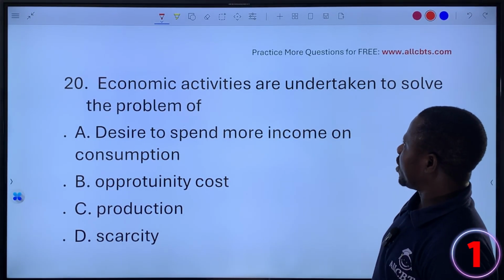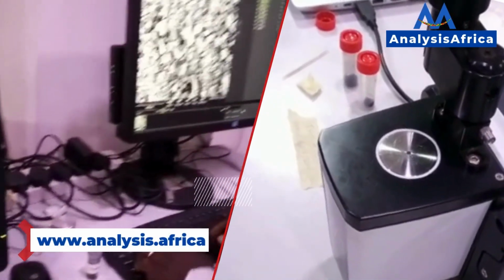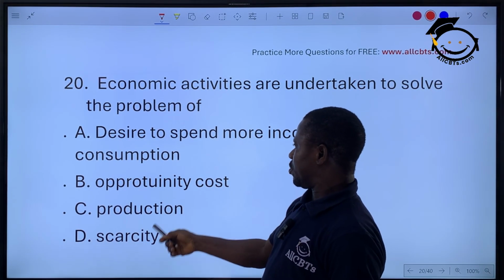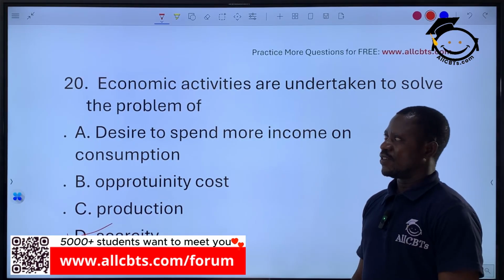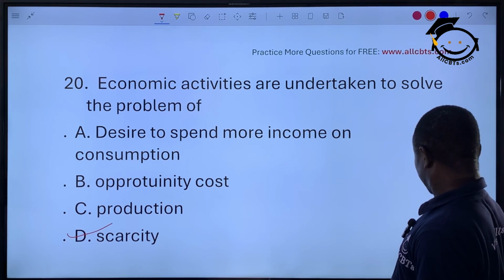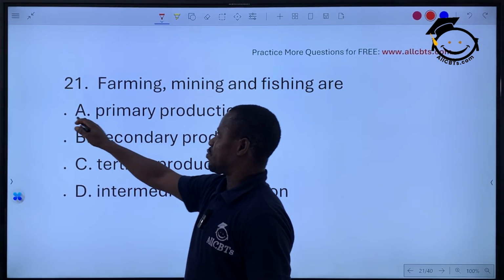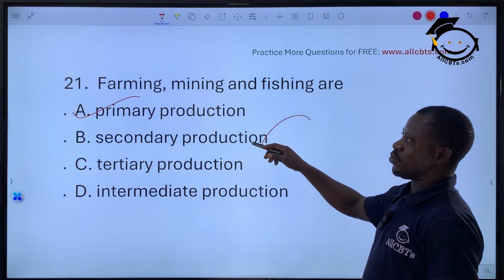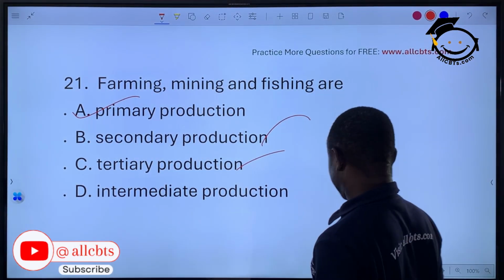Alright? Economic activity. People undertake economic activities to solve the problem of desire to spend more income on consumption than production allows: scarcity. Economics is about the problem of scarcity. Farming, mining, fishing are all primary production. Secondary production is the transformation from raw materials to what? To finished goods. Tertiary is about distribution. Okay? Very well.